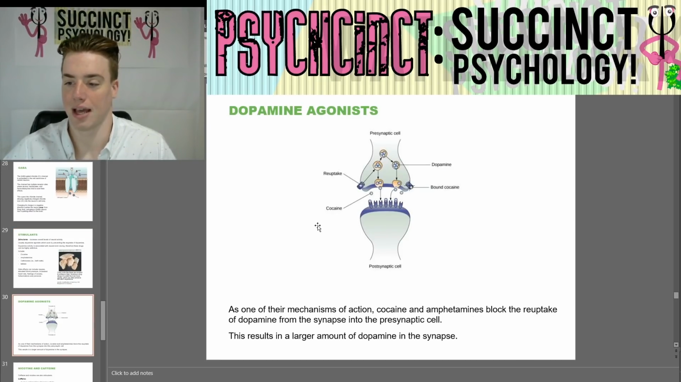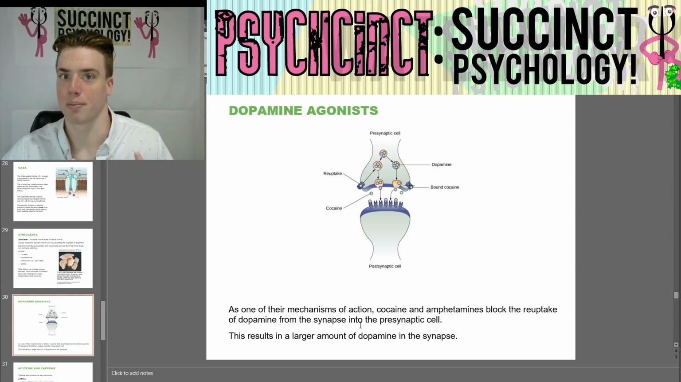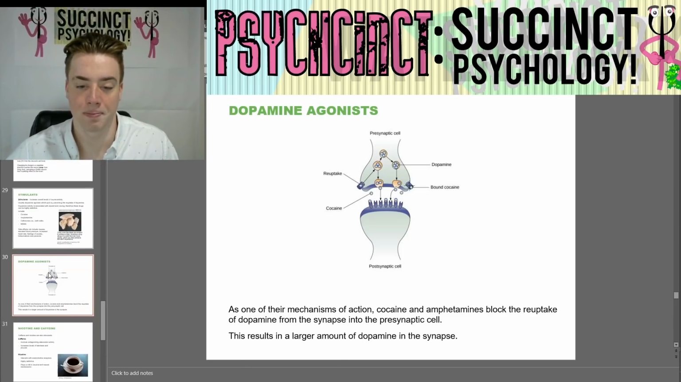So, dopamine agonists. As one of their mechanisms of action, cocaine and amphetamines block the reuptake of dopamine from the synapse into the presynaptic cell. So you can see right here, reuptake is being blocked by the cocaine. This results in a larger amount of dopamine in the synapse right here. So that's what makes you feel so good. You have a larger amount of dopamine than you normally would.